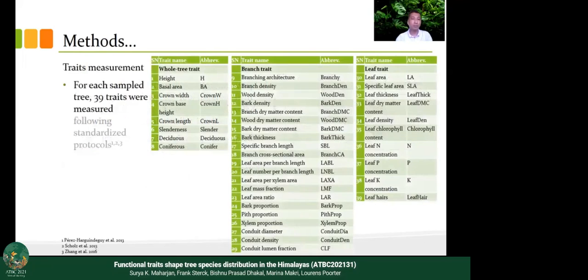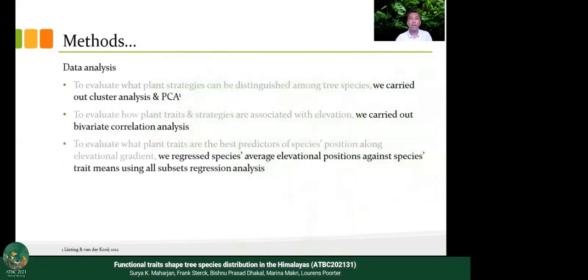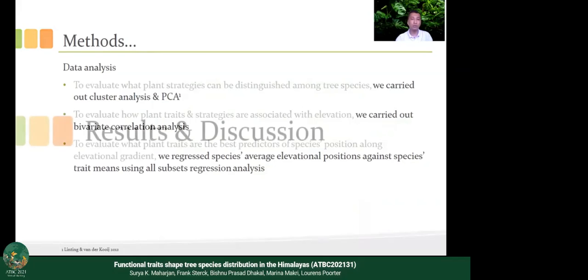For each sample tree, we quantified 39 traits at whole tree, branch, and leaf level. To evaluate what plant strategy can be distinguished among tree species, we carried out cluster analysis and PCA. To evaluate how plant traits and strategies are associated with elevation, we carried out bivariate correlation analysis. And to identify which traits are the best predictors, we regressed species average elevation position with species trait mean using all subset regression analysis.